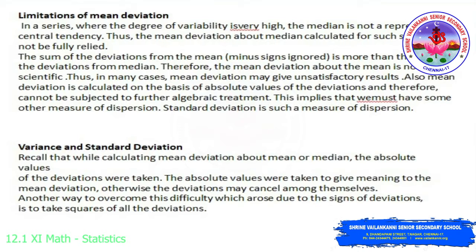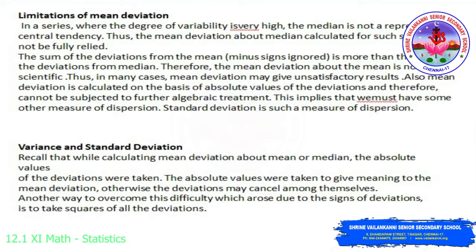Also, mean deviation is calculated on the basis of absolute values of the deviations and therefore cannot be subjected to further algebraic treatment. So, this implies that we must have some other measures of dispersion. Standard deviation is such a measure of dispersion. So, variance and standard deviation.